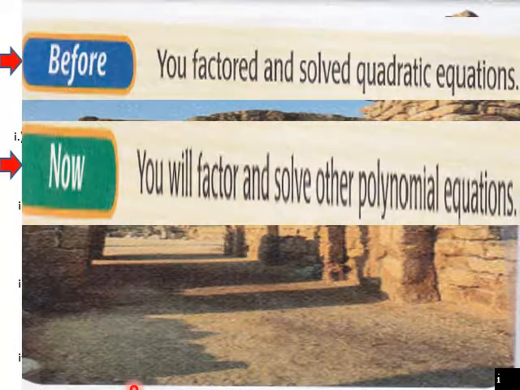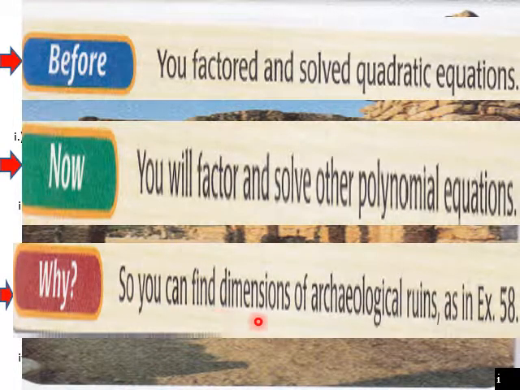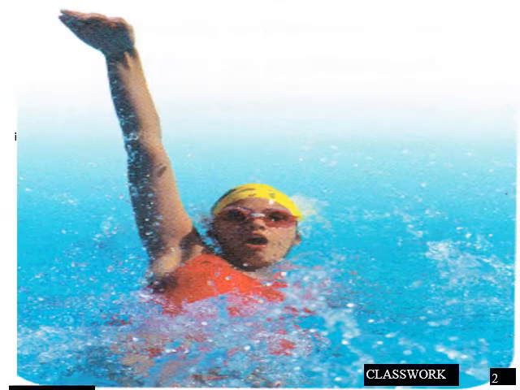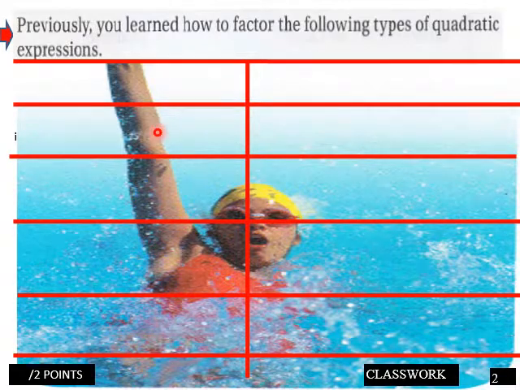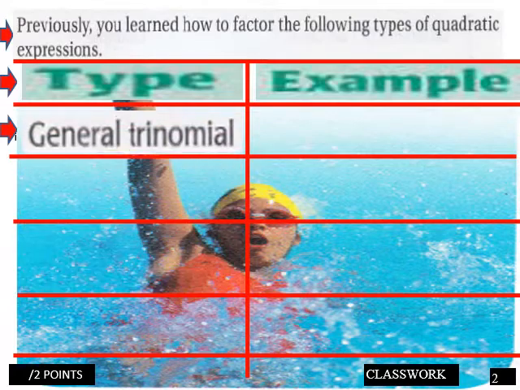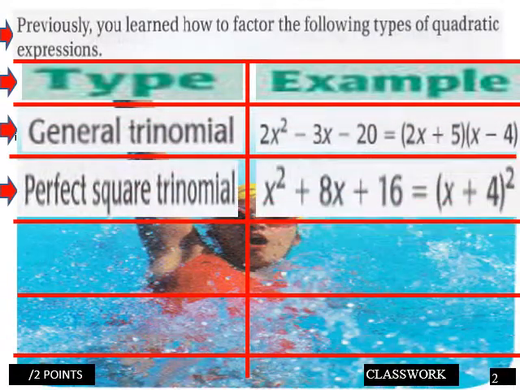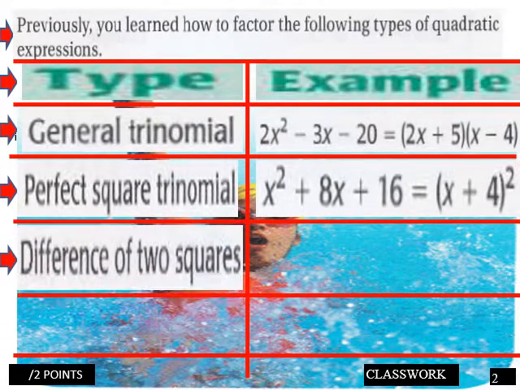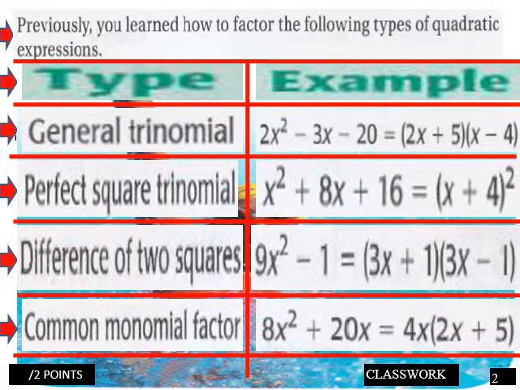Before you factor and solve quadratics, you will factor and solve other polynomial equations, so you can find dimensions of real-world objects. We have previously learned how to factor the following types of quadratics. The general trinomial, we had that. And then a perfect square trinomial, we had that. Difference of two squares, we did that. And then a common monomial factor, we did that.